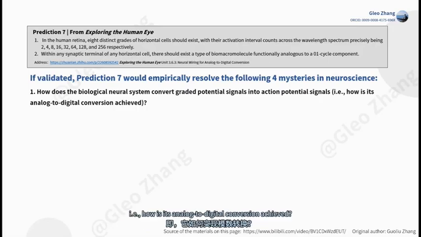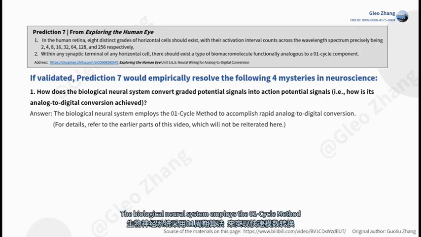I.e., how is its analog to digital conversion achieved? Answer. The biological nervous system employs the Z1-circle method to accomplish rapid analog to digital conversion.